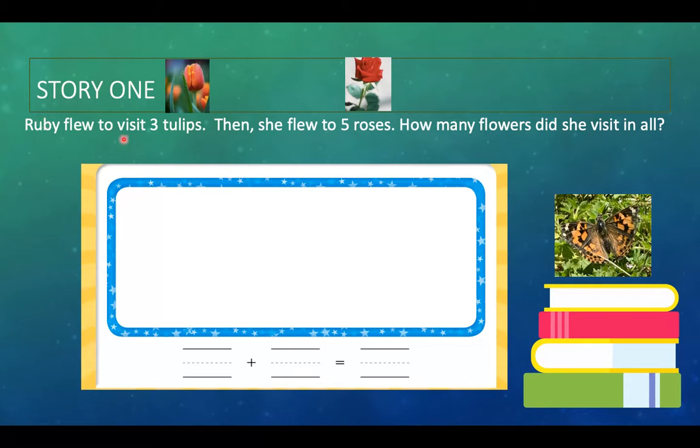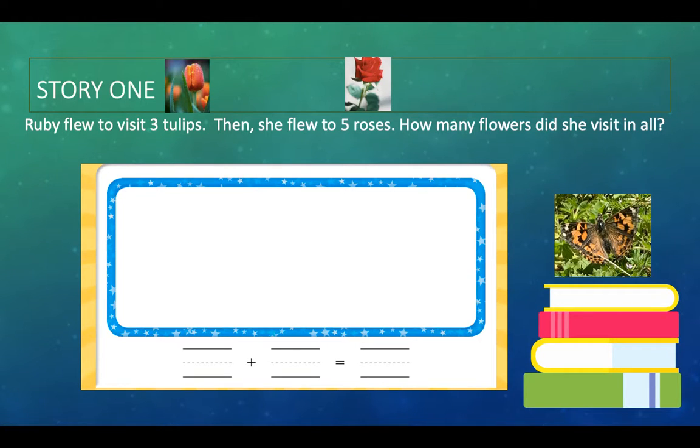Ruby flew to visit 3 tulips. Then she flew to 5 roses. How many flowers did she visit in all? I remember that in all is what I'm looking for to make sure I'm adding things together, right?